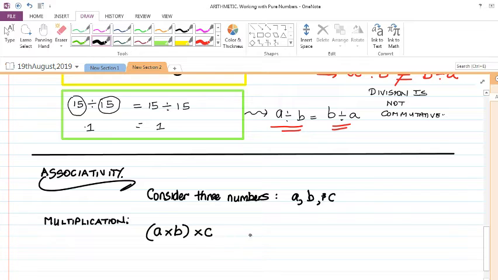Or alternatively, I can write them in the same order now. Consider A, B, and C, but this time I choose to let B and C be multiplied first, and then I multiply by A. Here, I have this kind of association, B and C being associated first, the first association, and then this is the second association.